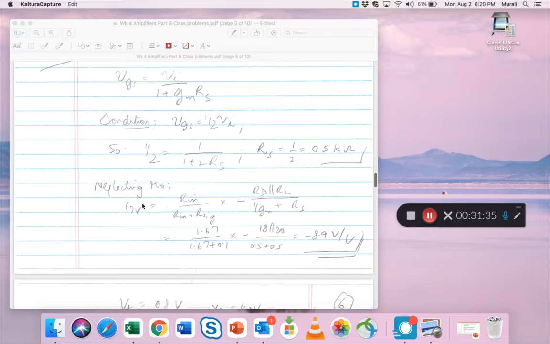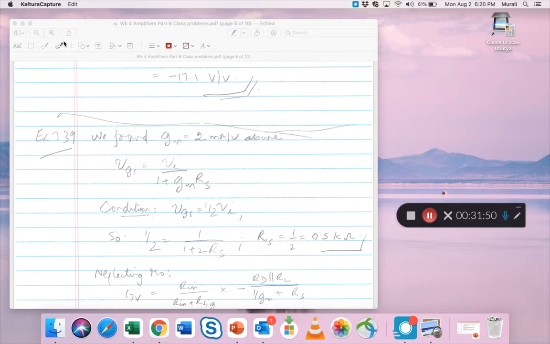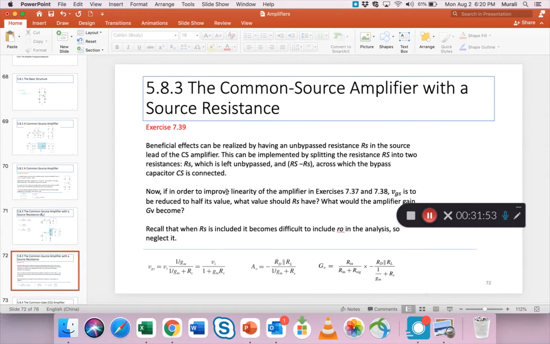Alright, neglecting RO, you can write the equation for GV, the overall gain, as this times this. So I show you that it comes out to be minus 8.9 volts per volt for your common source amplifier with a source resistor.